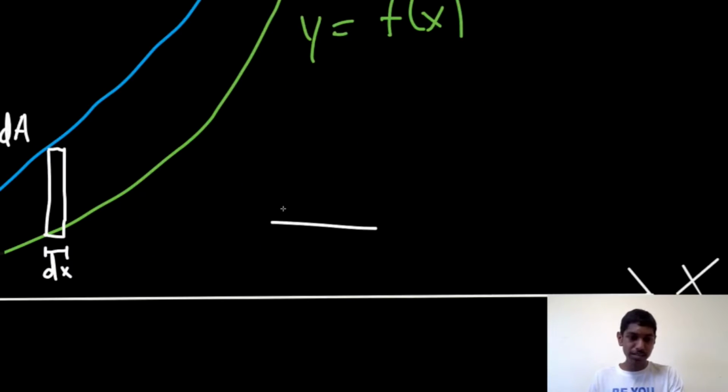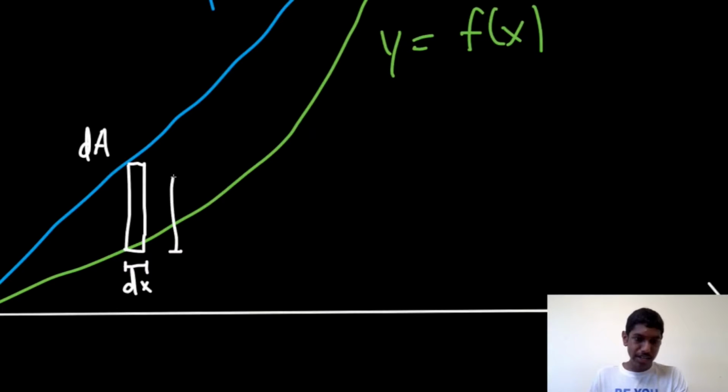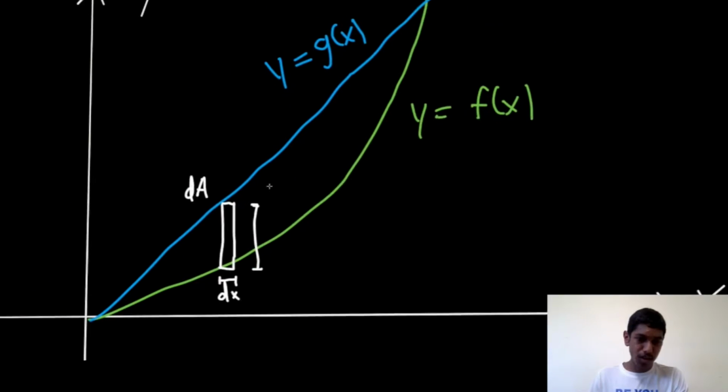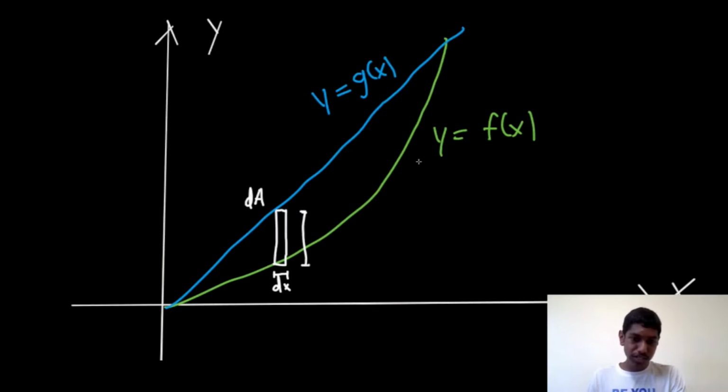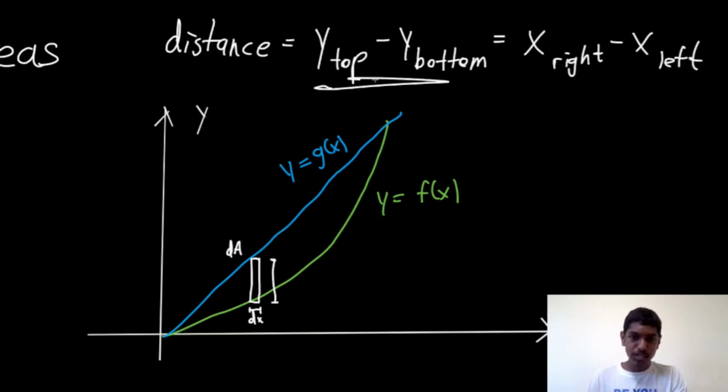And what's the height of this rectangle? Well, as the rectangle gets very, very small, the height is going to approach the vertical distance between these two functions. Now, the vertical distance, just like we figured out with points, because functions are just sets of points, right? So we can use the same formula that we have over here to figure out vertical distances. So this one applies to vertical distances.